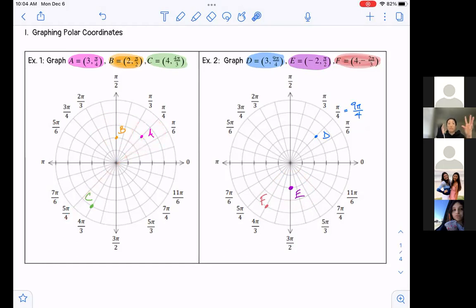I really like what you're doing in looking at both sets of points to see if anything is the same. So great observation that B and E are reflections of each other. What can we say as we compare and contrast the other points like A and C with D and F?